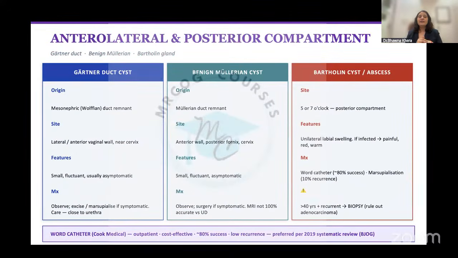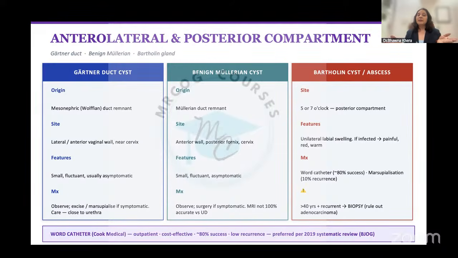Now, anterolateral and posterior compartment. Here we are going to talk about three categories. Gartner duct cyst, its origin is the mesonephric duct, we have already read, and it is present on the lateral wall of the vagina near the cervix. A small fluctuant cyst, so a small fluctuant swelling. You can observe, excise or marsupialize, but care is to be taken because if it is close to the urethra, you can injure the urethra there.